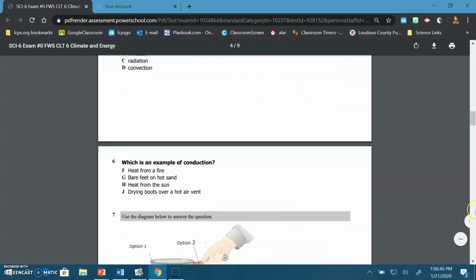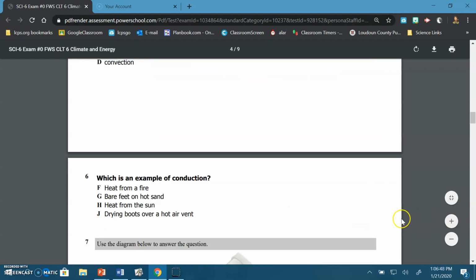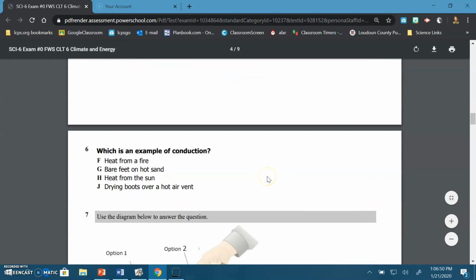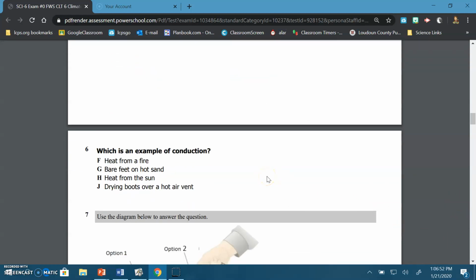Number 6, which is an example of conduction? Heat from a fire, F, G, bare feet on hot sand, H, heat from the sun, or J, drying boots over a hot air vent?